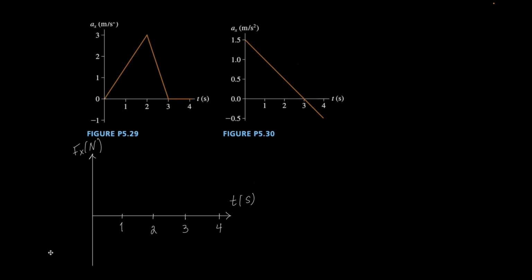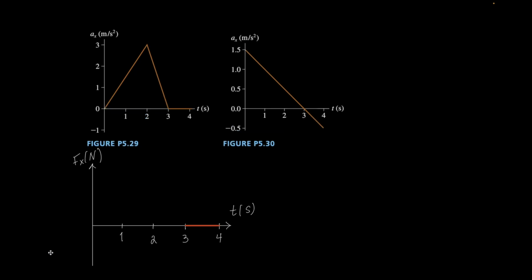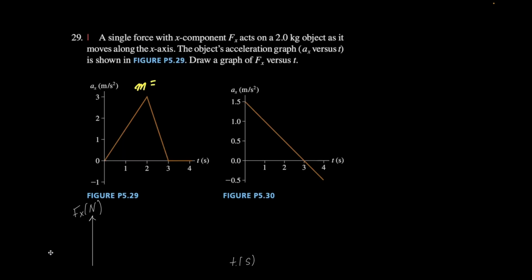So like I said, from 3 to 4 seconds, we have 0 acceleration, which tells us that there's 0 force. So I'm going to grab this and get 0 from 3 to 4. There is no force applied to the object from 3 to 4 seconds. From 0 to 2 seconds, we see an increase in acceleration, therefore an increase in force. If mass equals 2 and acceleration equals 3, then force at this moment in time, at 2 seconds, should be 6 newtons. You multiply mass times acceleration.